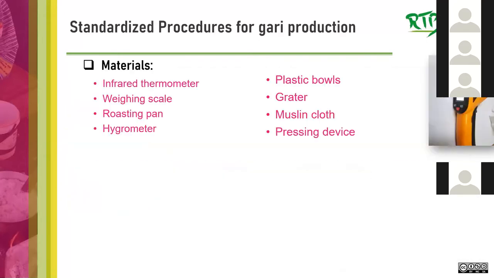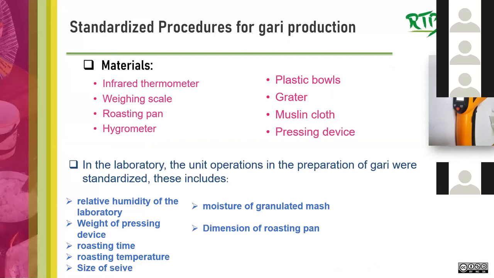So what we did is we start with the materials. The materials we use for the standardization include the infrared thermometer, the scale, the roasting pan, the plastic bowls, the muslin cloth, and the pressing device. In the laboratory, the unit operations for the preparation of Gari were standardized. These are the following things that we observed relating to the standardized procedure: the relative humidity of the laboratory, the weight of the pressing device, the roasting time, the roasting temperature, the size of the sieve, the moisture of the granulated mash, and the dimension of the roasting pan.